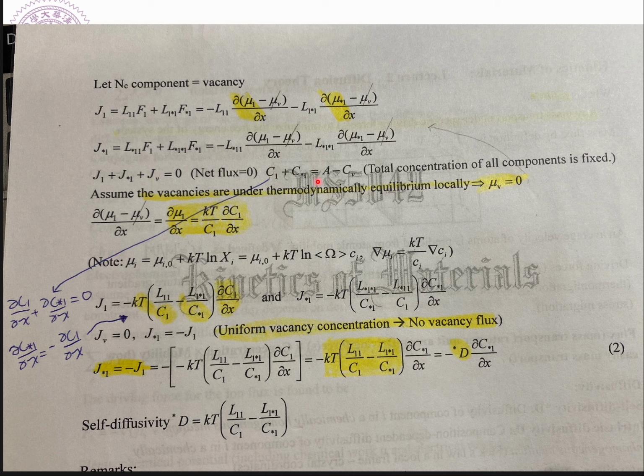You just take the gradient on this term, so you get a relationship: partial c partial x can be expressed as minus partial c1* with respect to x. So you substitute this term with minus this term. The rest of the part is actually the self-diffusivity D*. So we know the self-diffusivity D* can be expressed like this. So this is the whole picture. These are the details, and these details tell us how to derive the self-diffusivity.